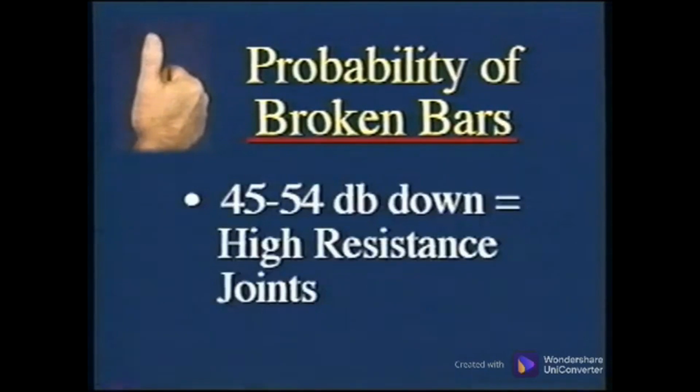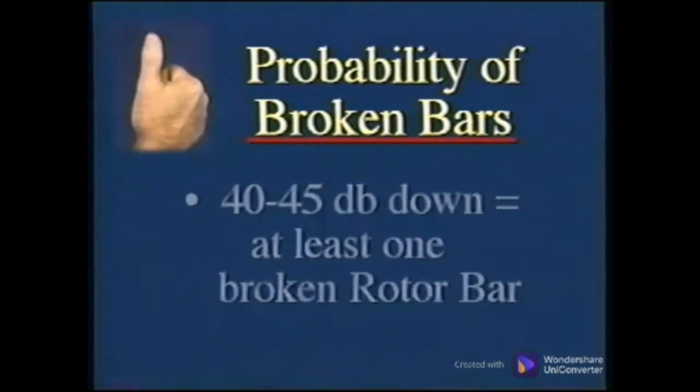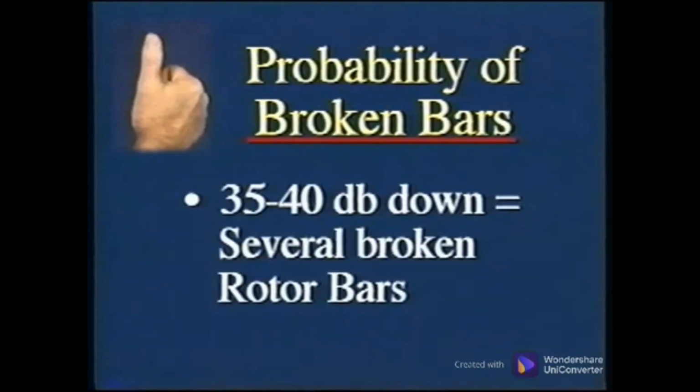If the sidebands are 45 to 54 dB down, there are high resistance joints, such as casting flaws or a cracked rotor bar. A difference of 40 to 45 dB down indicates at least one broken rotor bar. If the motor is not subjected to frequent starts or excessive load, it may run in this condition a long time. Continue to collect this reading and trend it for a change. When the dB down is 35 to 40 dB, there are multiple broken bars or multiple high resistance joints. Plan on working on this motor soon.